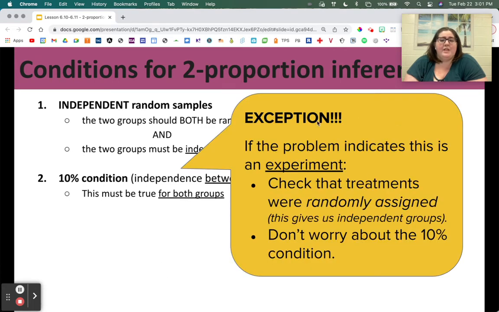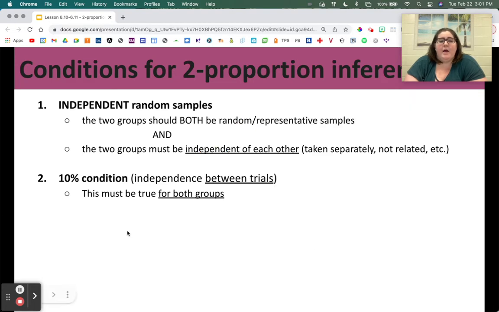Remember, we have that exception if a problem is an experiment. Instead of really looking for are they random samples, we're really just checking that the treatments were randomly assigned, because that gives us independent groups. Sometimes in an experiment we have a random sample, but it's just not very common, so it's not something that we worry too much about. We can assume that it's a representative sample, but we don't worry too much about that. And then we also don't need to worry about the 10% condition, since it's not actually a sample taken from the population. But always, always, always, we should be checking success failure condition.